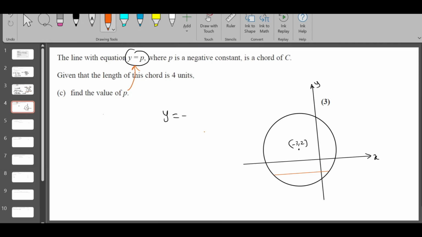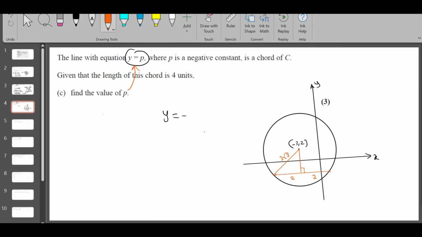The length of this chord is 4. If you draw a perpendicular line from the center, it will bisect the chord. That's a circle theorem, right? So this will be 2, this will be 2. And if you connect these two lines, that's the radius, 3 root 3.